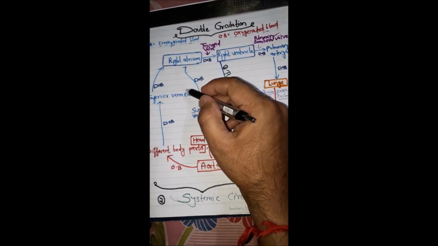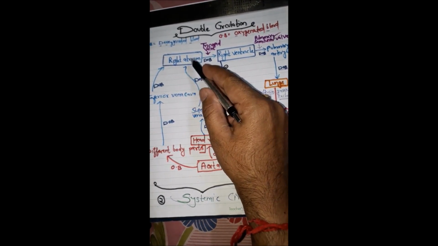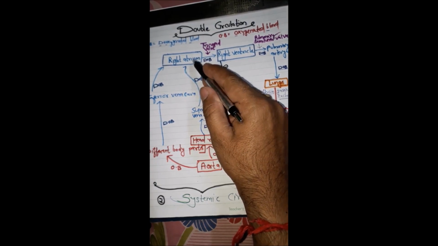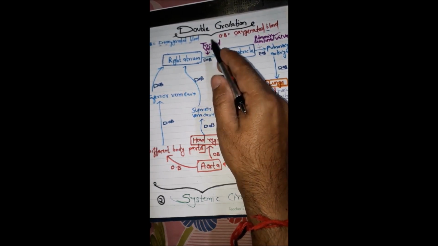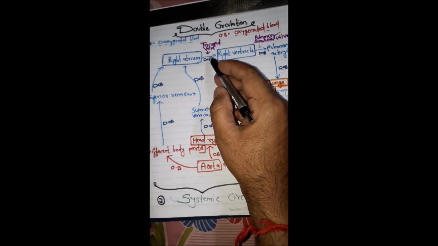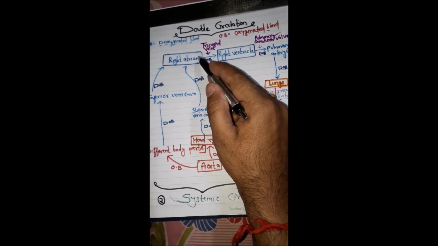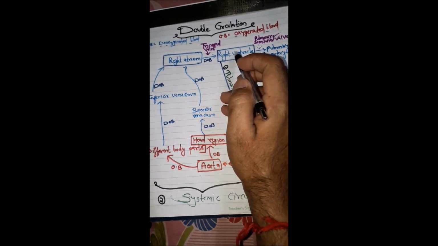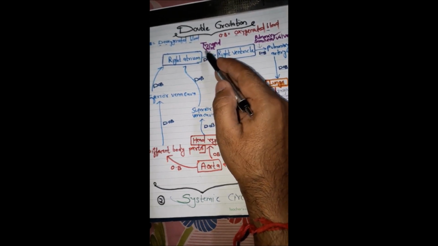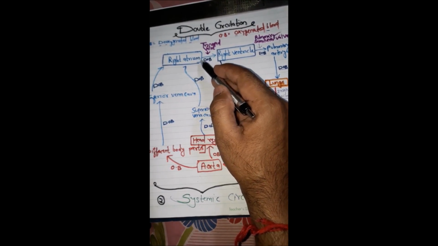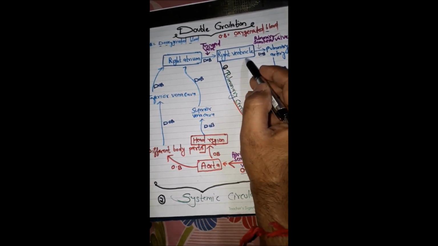atrium of the heart. As a result, due to the deoxygenated blood, pressure will increase, hence the tricuspid valve will open. As we know, the tricuspid valve is present between the right atrium and right ventricle. Hence, due to the opening of the tricuspid valve, all the deoxygenated or impure blood goes into the right ventricle.